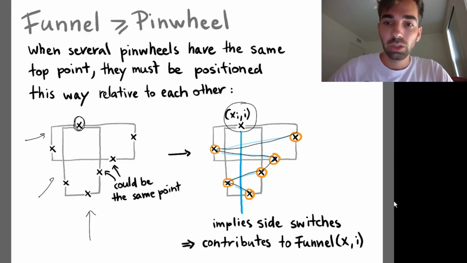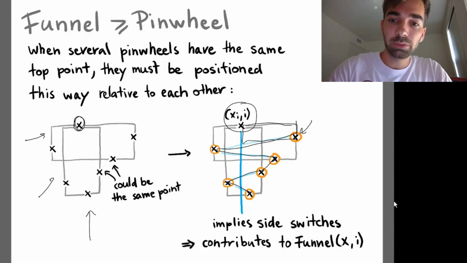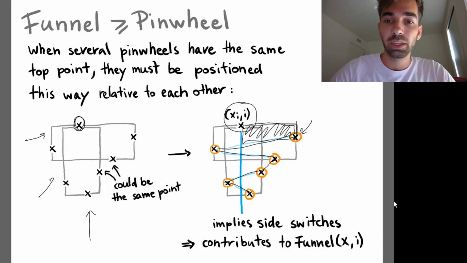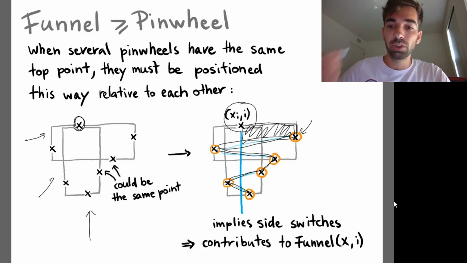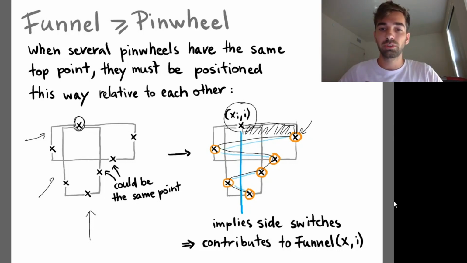And those points must all be funnel points, simply because the pinwheels must be empty, and so in particular rectangles like this must also be empty. And so this means that according to the definition of the funnel bound, we're going to cross many times over the dividing line, and thus the funnel bound is going to increase as this happens.